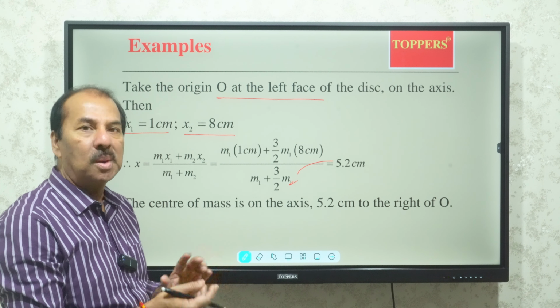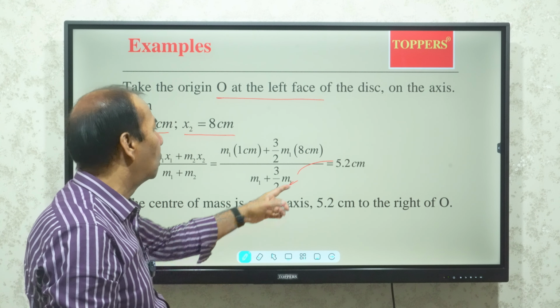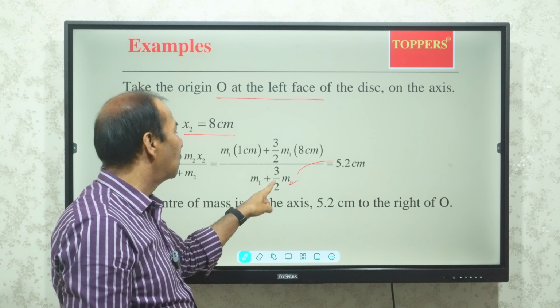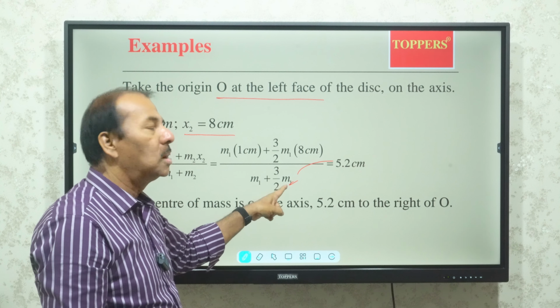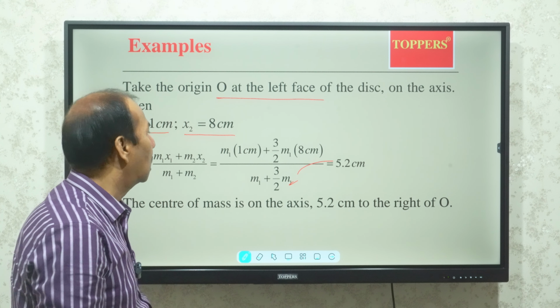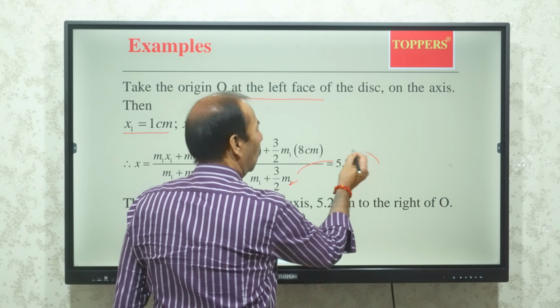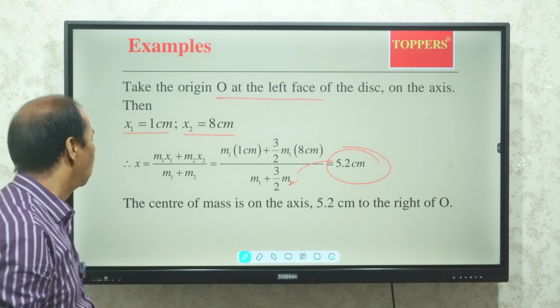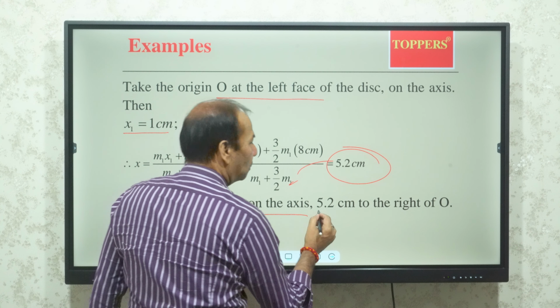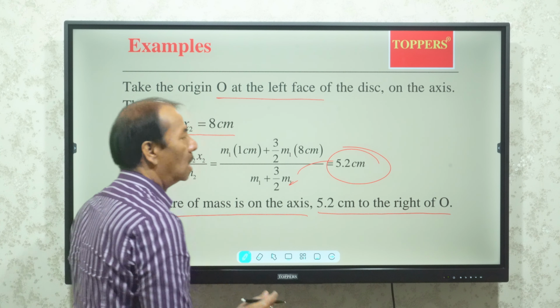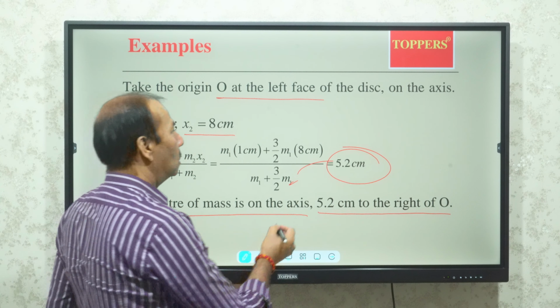m2 is replaced by 3 by 2 m1 that we have already calculated, divided by m1 plus m2, second m1 plus 3 by 2 m1. Now m1 in the numerator and denominator will get cancelled out and simplify, and you are getting 5.2 centimeter. Remember, the center of mass is on the axis 5.2 centimeter to the right of the O.